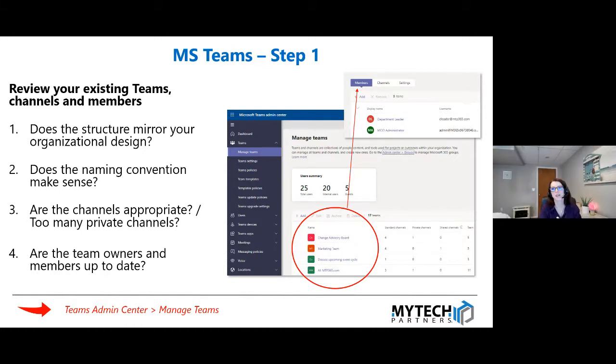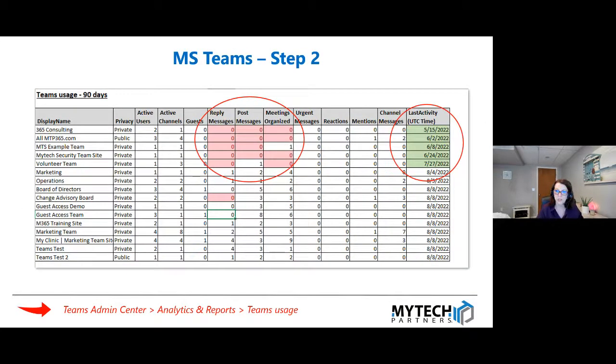All right, the second step here is that I would look at the teams' usage, and to access that, again, it's in the Teams Admin Center under Analytics and Reports and Team Usage. Now, looking at this report, there are a couple of things that already stand out to me. On the right-hand side, and usually these usage reports, by the way, are for the past 90 days, just looking at that green column, I can tell that there hasn't actually been any activity in these teams since May, June, and July. The other thing that stands out is that nobody's been posting any messages, nobody's been replying to any messages, and there haven't really been any meetings organized.